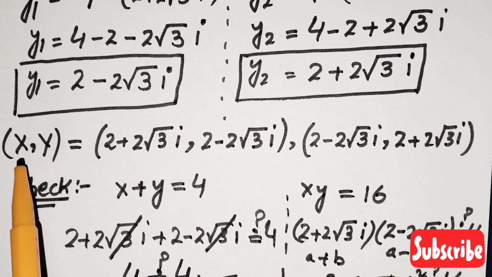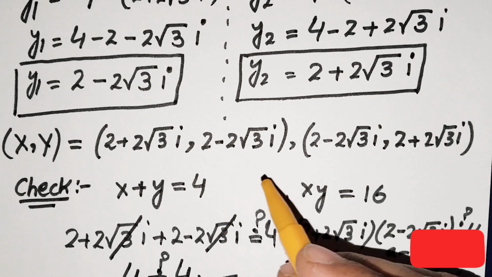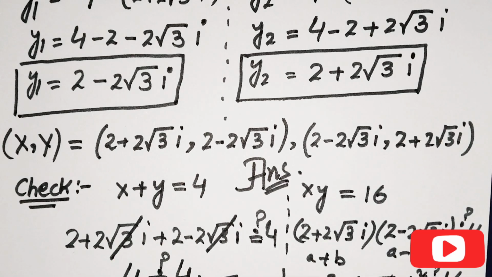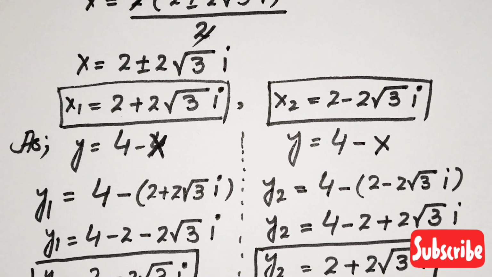So it is our final answer, that the values of x, y, it is the first pair and it is the second one. We just write it is our final answer. So now we have checked our entire solution here step by step.